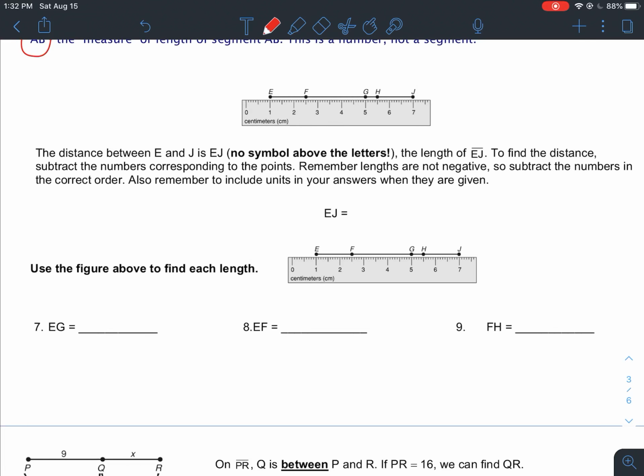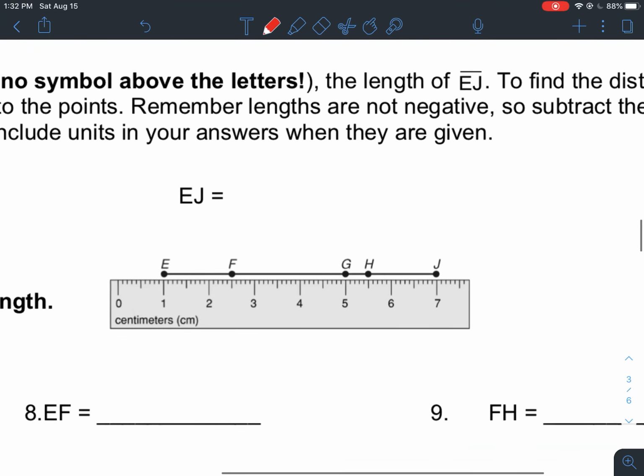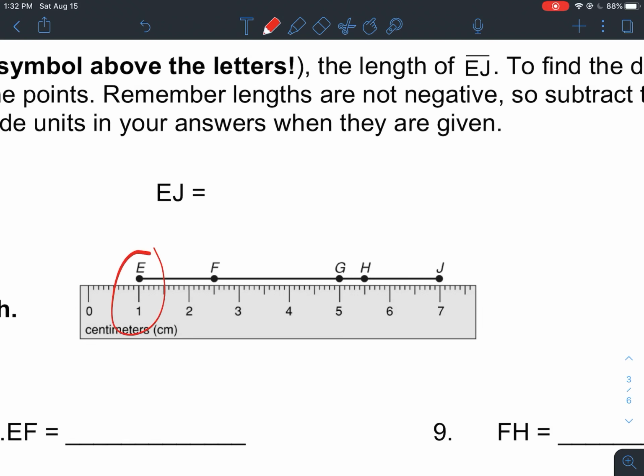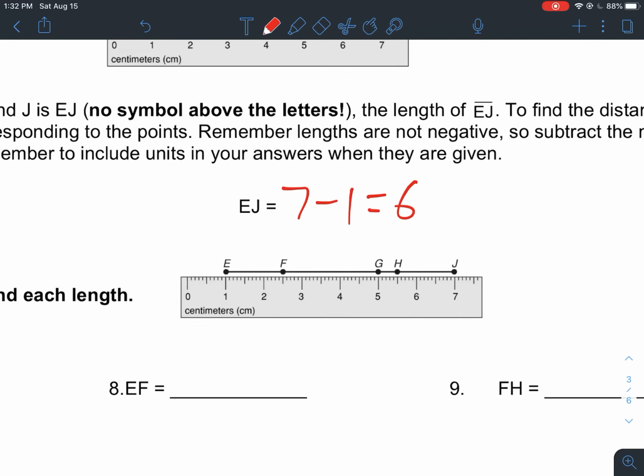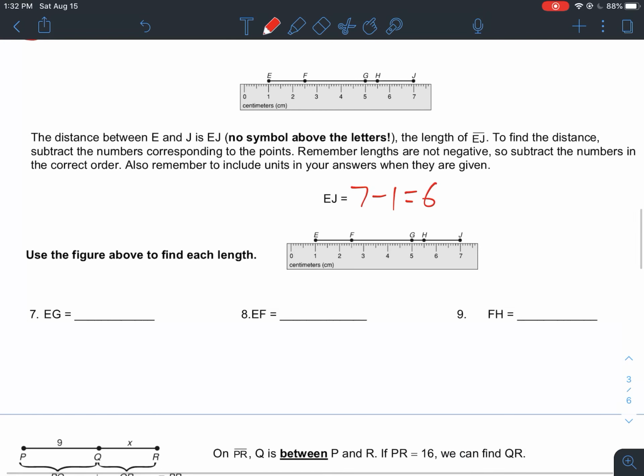So if I'm looking at the example here, EJ, and I see E is at 1 and J is at 7, and I make the mistake of doing 1 minus 7, and I get negative 6, that's okay. Just remember to make your answer positive, and the answer is 6. Okay, but really, if you can just remember to always do biggest minus smallest, you'll get that positive number. Okay, please pause the video here and go ahead and try 7, 8, and 9.